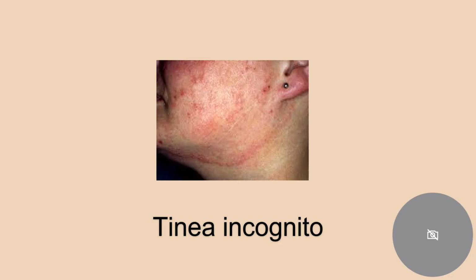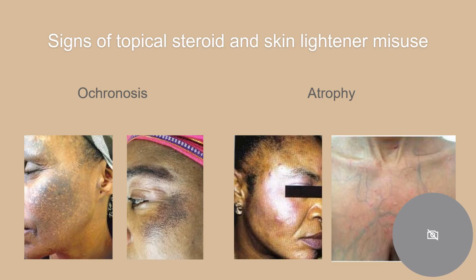Tinea incognita is also a tinea infection of the face, but this type of infection happens when there is misuse of topical corticosteroid creams, such that the local cutaneous immune system is weakened, and then you get an opportunistic infection with tinea. There are some clues to differentiate tinea faciei and tinea incognita, as we can see.